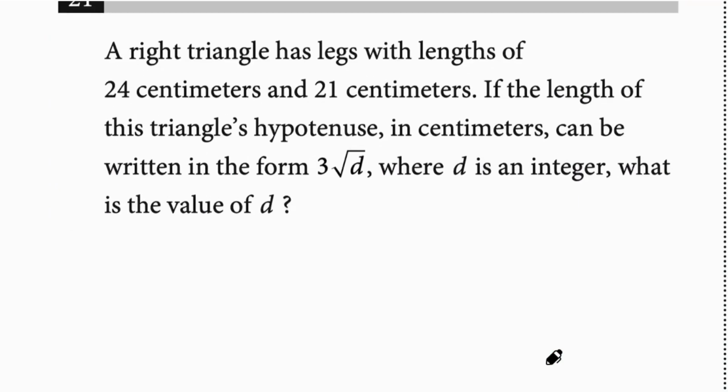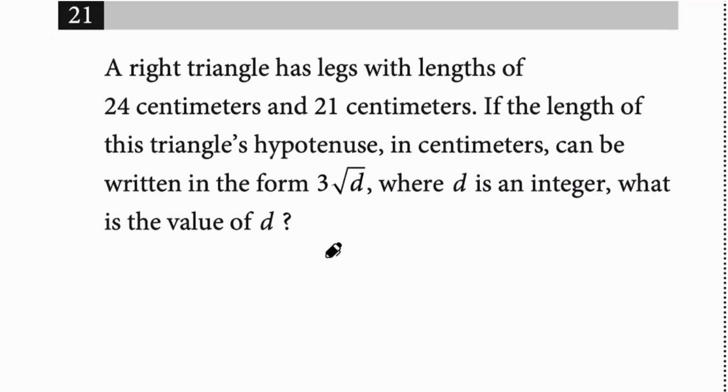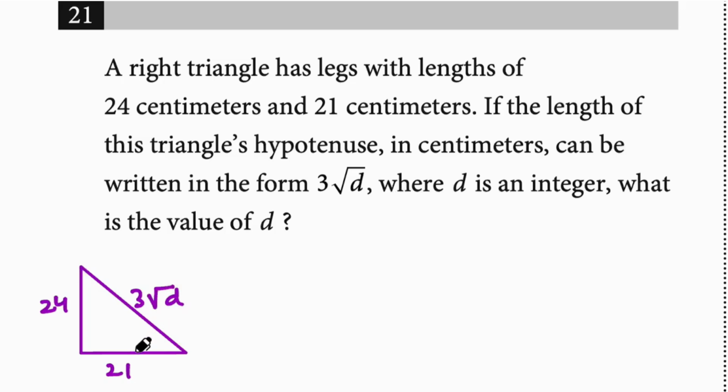Okay. A right triangle has legs with lengths 24 centimeter and 21 centimeter. Now when it says legs, that means these are the sides other than the hypotenuse. So one is 24 and another one is 21. Okay. If the length of the triangle's hypotenuse in centimeters can be written in the form 3 root d, what is the value of d?